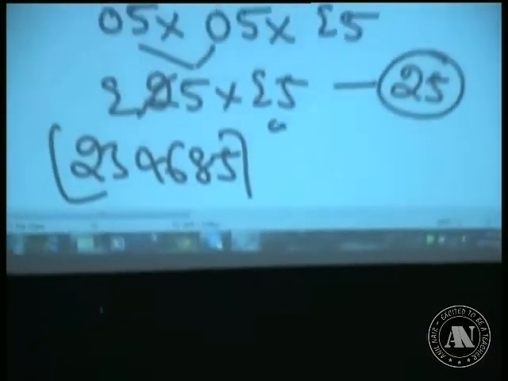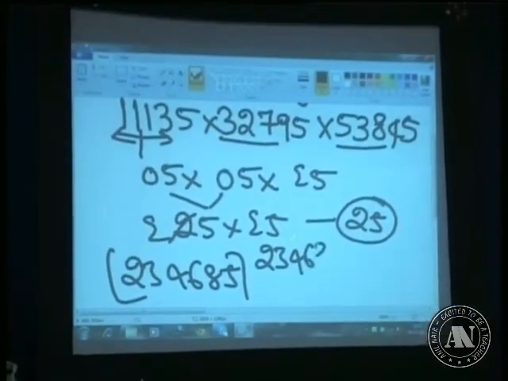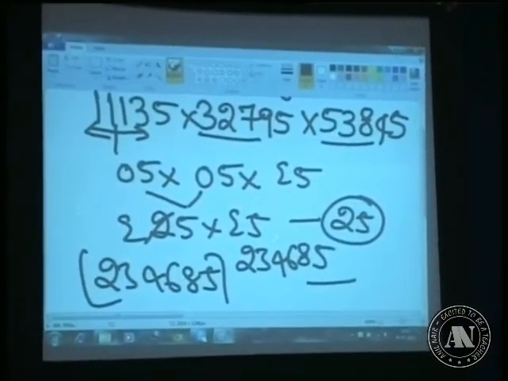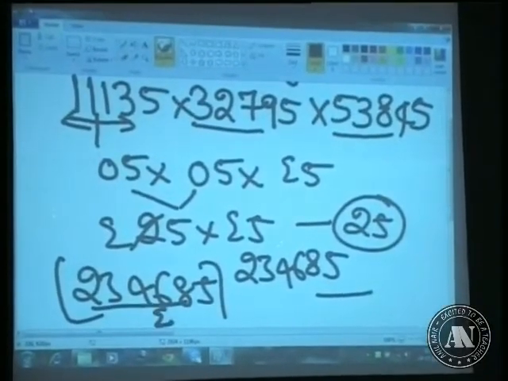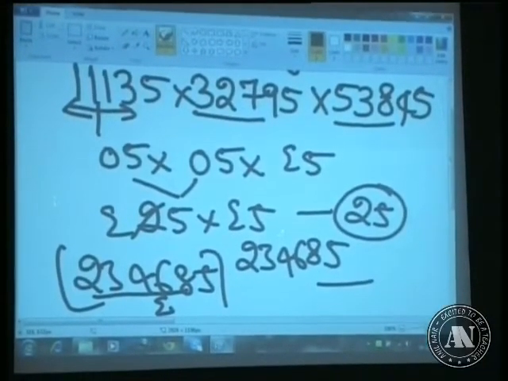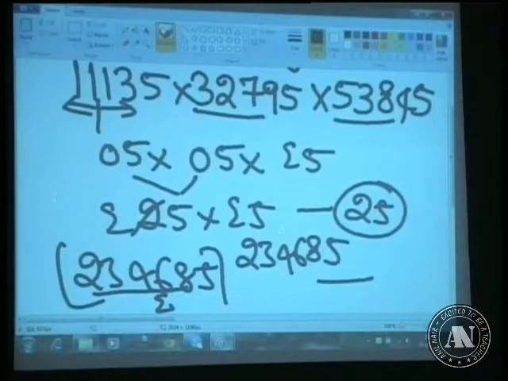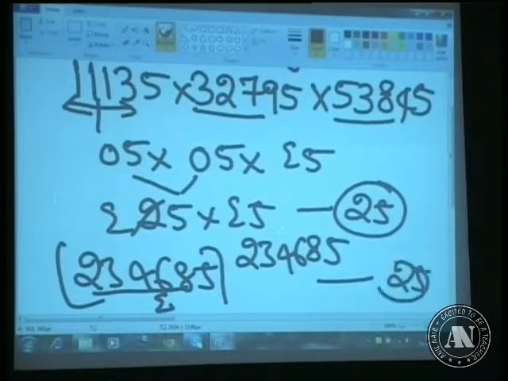Now, see, if I try to intimidate you with this question, 234685 power 234685, last two digits. See here, 234685, it's an even number. Even 5 into even 5, 25, into even 5, 25, into even 5, 25, and so on up to infinite terms. What will be the answer? 25. Once the logic is clear, question becomes easier. Clear?